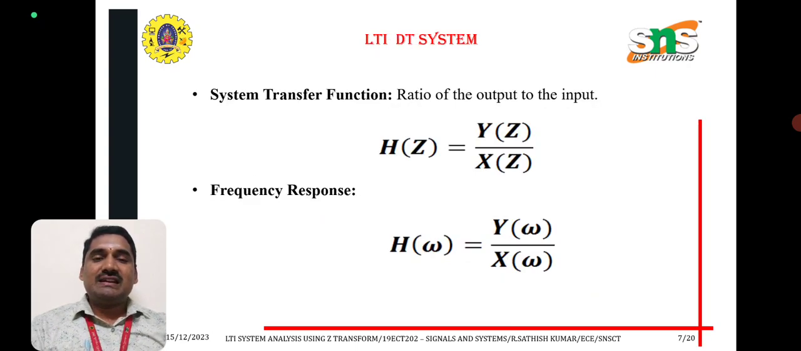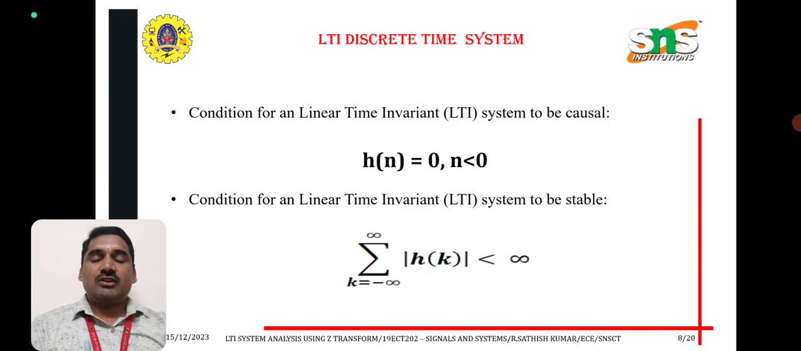Next one, linear time invariant discrete time system. First, we can see the system transfer function, that is nothing but the ratio of the output to the input. H of z is equal to y of z divided by x of z. In terms of frequency response, the z can be replaced by omega. H of omega is equal to y of omega divided by x of omega.